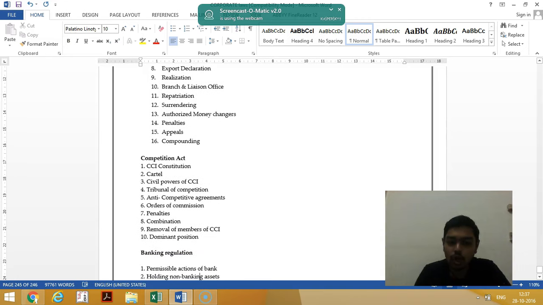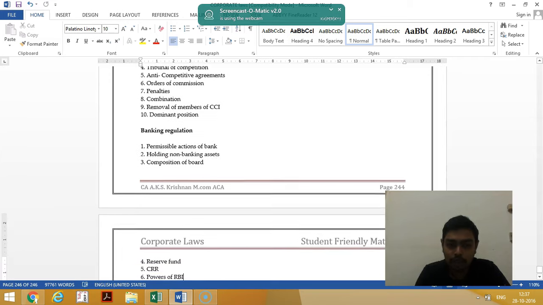Then we'll go to the Competition Act. CCI, the Competition Commission constitution, then cartel, civil powers of CCI, then tribunal for competition, what their powers are, then anti-competitive agreements. In that six agreements will be there. Then orders of the commission, what are the orders, and they put penalties. Then combination, what is a combination, since there is an amendment it may be tested this time. And removal of members of CCI, what is dominant position, how can they abuse it.